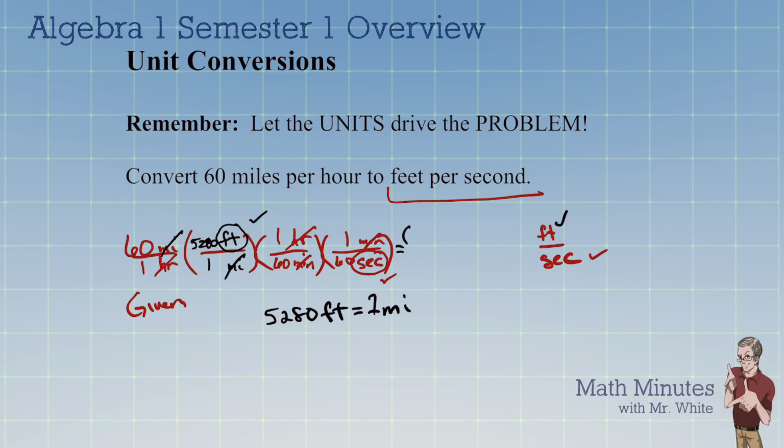So it's going to be 60 times 5280 divided by, and in parentheses on your calculator, you would type 60 times 60. And that equals 88 feet per second. All right, so we converted miles per hour to feet per second. So 88 feet per second is pretty darn fast. It's 60 miles per hour.